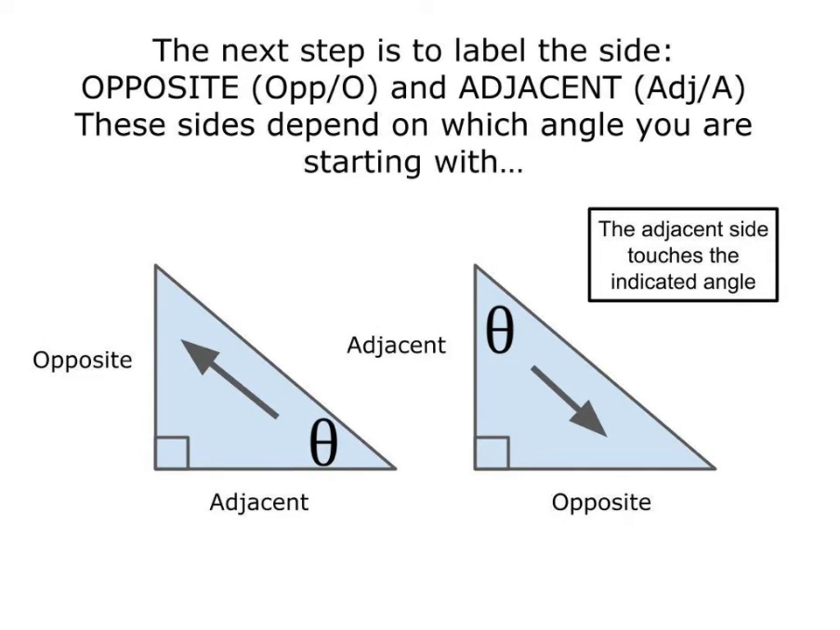Let's have a look at adjacent in this one. And again, it depends on which angle is indicated. So if this is our indicated angle, we know opposite is across, and that means adjacent is touching. Again, indicated angle: opposite is right across, making adjacent touching the angle on this side.